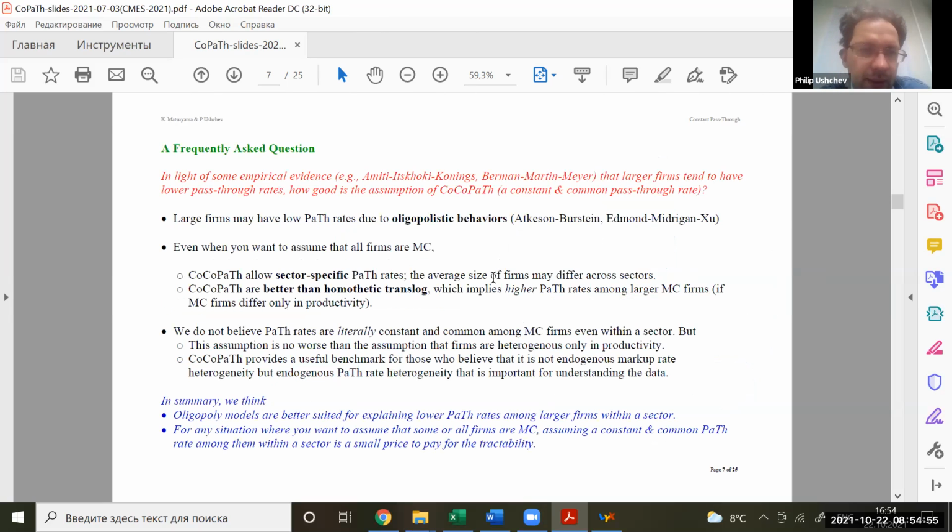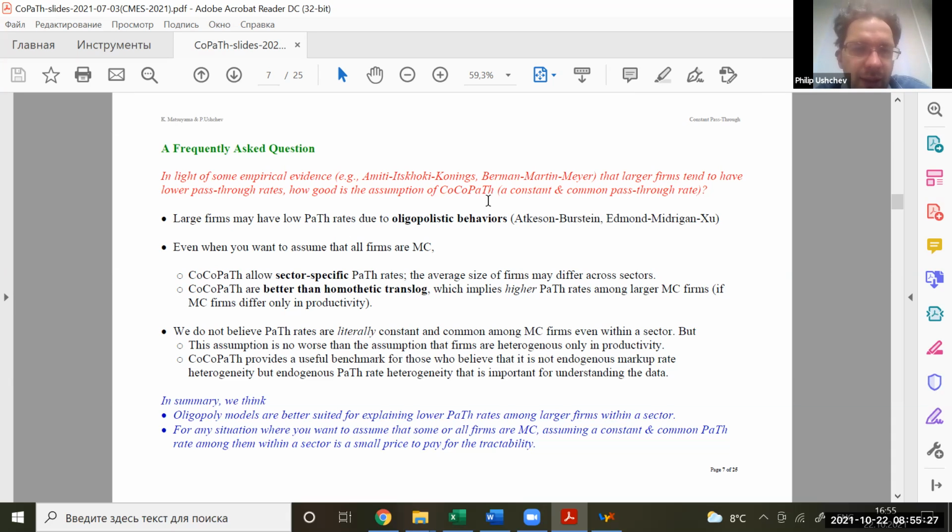Okay, so a frequently asked question we get is, is it even worth bothering, given that the empirical evidence gives you the idea that larger firms tend to have a lower pass-through rate? How good is the assumption of COCOPATH actually, how relevant is it, etc.